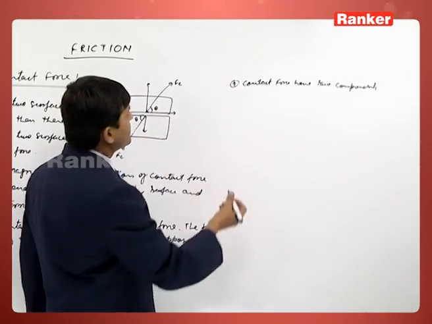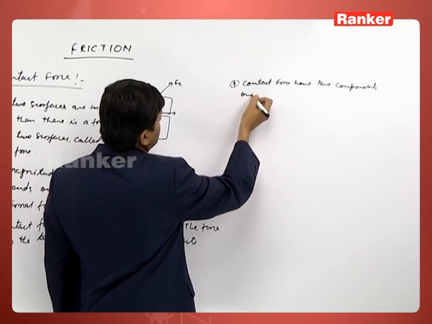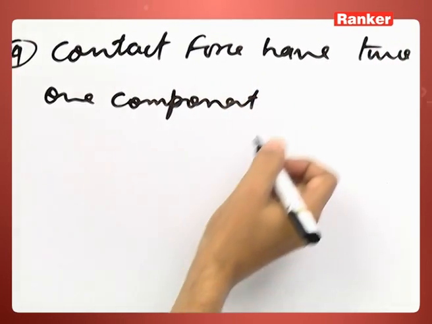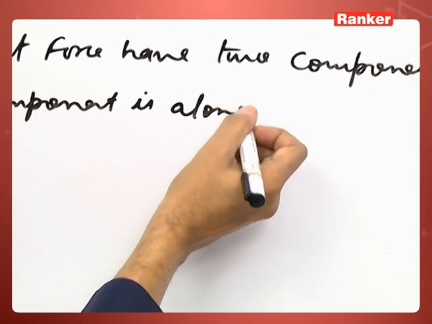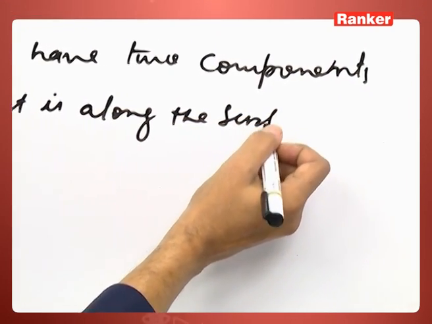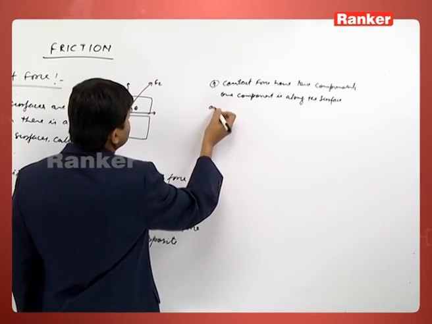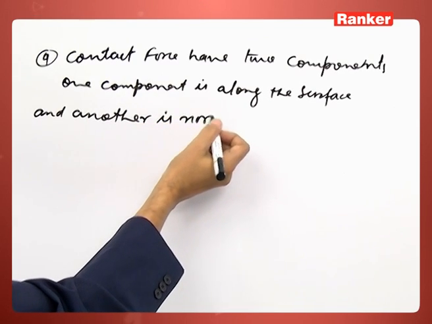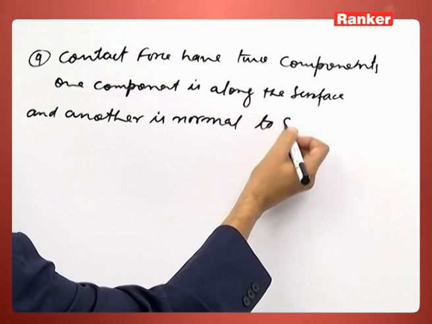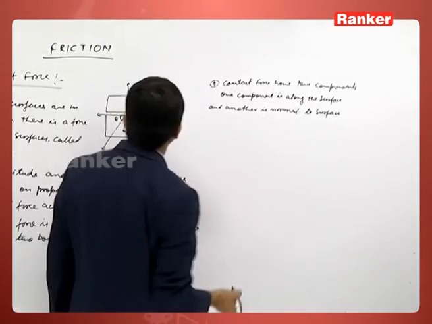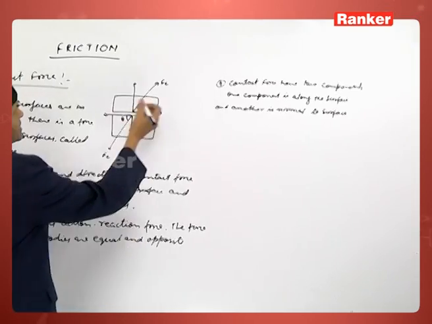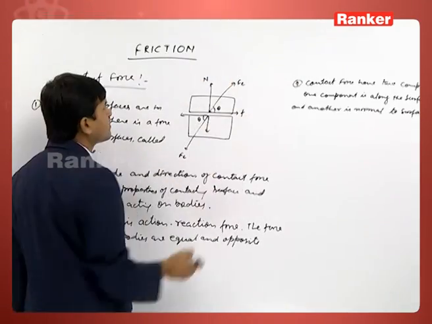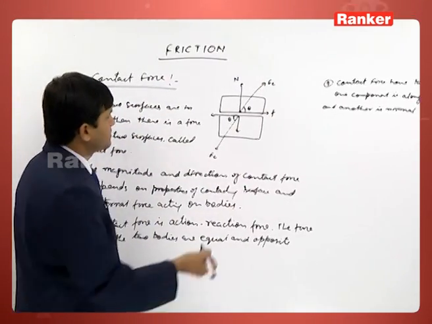One component is along the surface, and another is normal to the surface. The component which is along the surface, we normally represent with F, and the component which is normal to the surface, we normally represent with N.